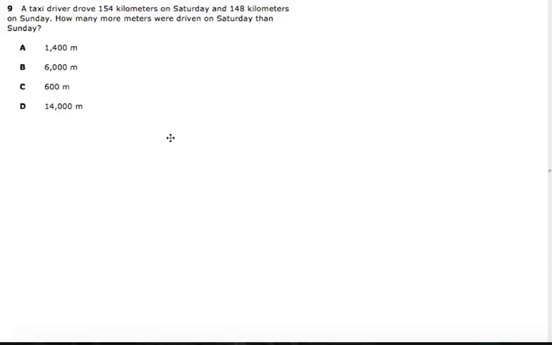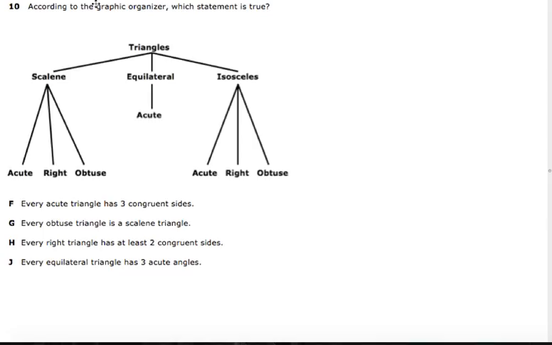Number 9. A taxi driver drove 154 kilometers on Saturday and 148 kilometers on Sunday. How many more meters were driven on Saturday than Sunday? A. 1,400 meters, B. 6,000 meters, C. 600 meters, D. 14,000 meters.